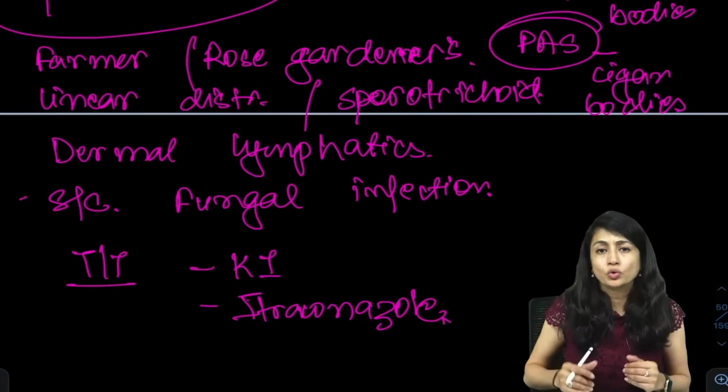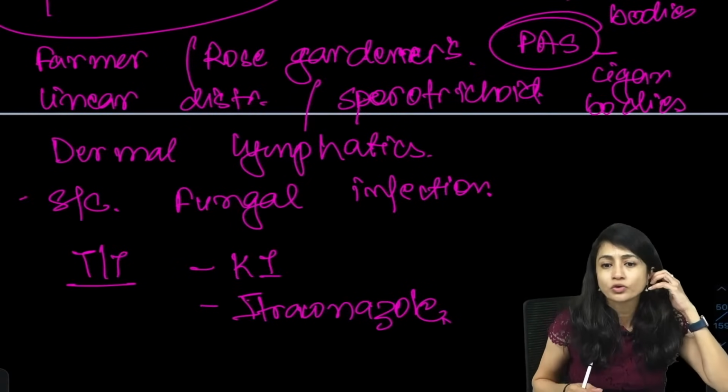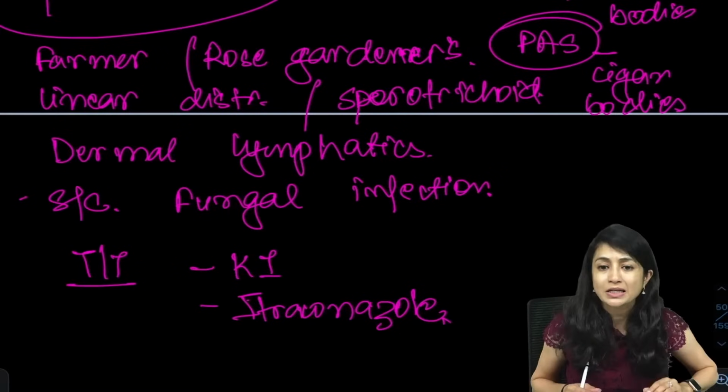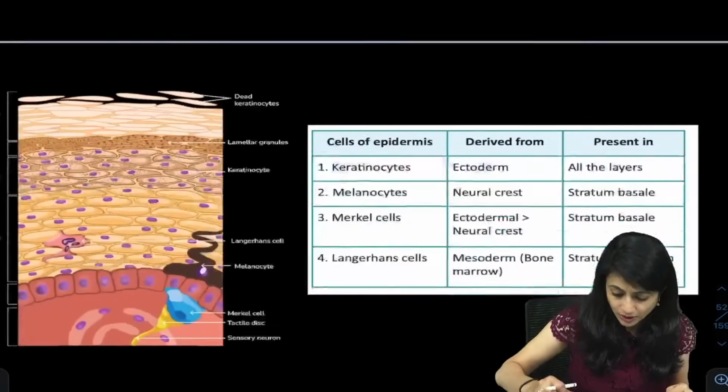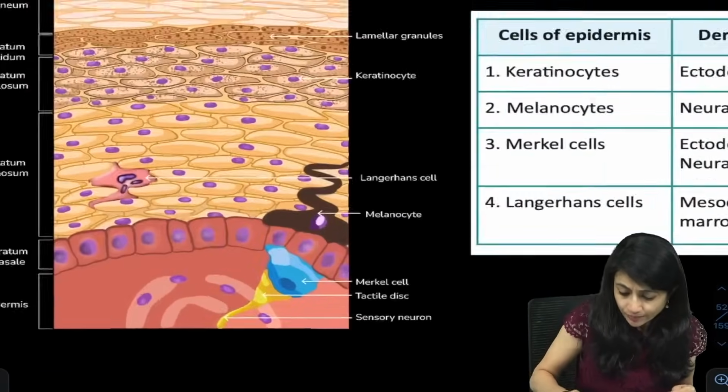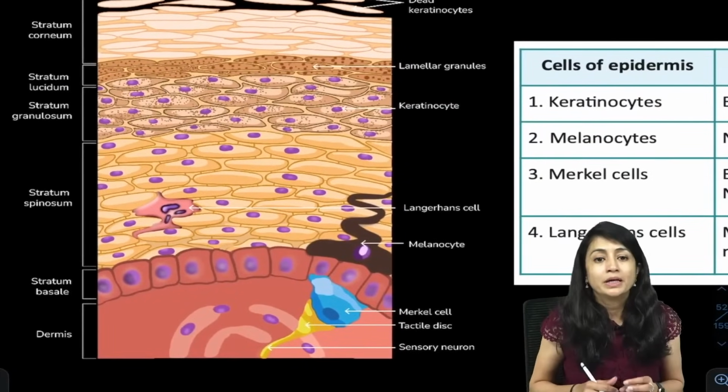So quickly I have told you the important pointers, how to differentiate between them. Yes, mycetoma can be differentiated into actino and eumycetoma. I will not go into the details of that. Now, coming to the basics.